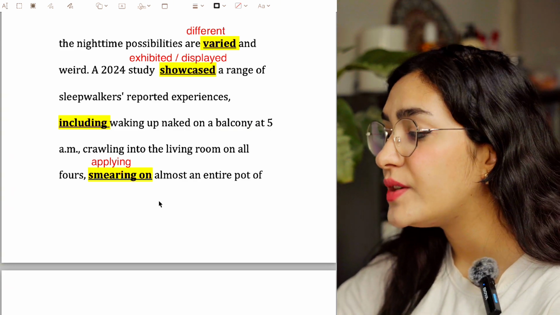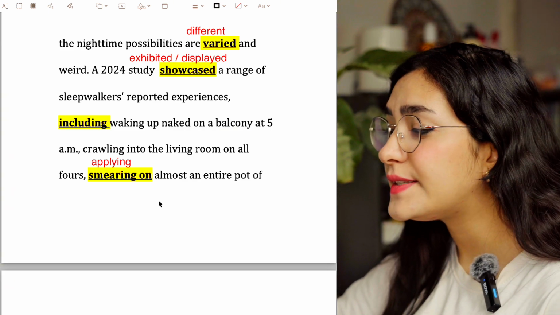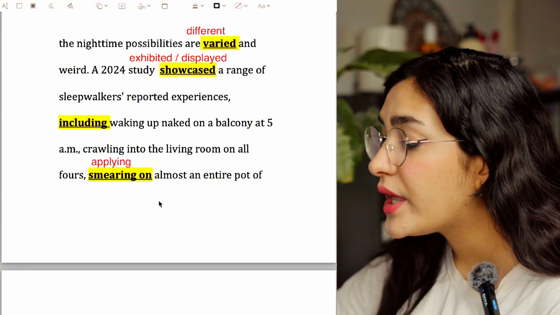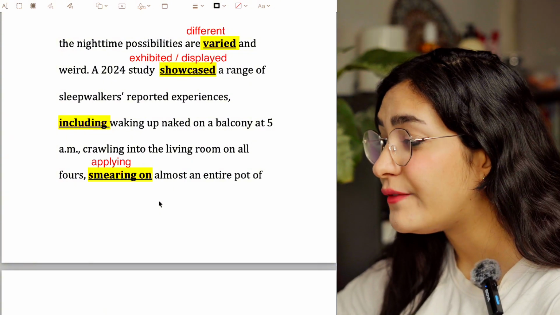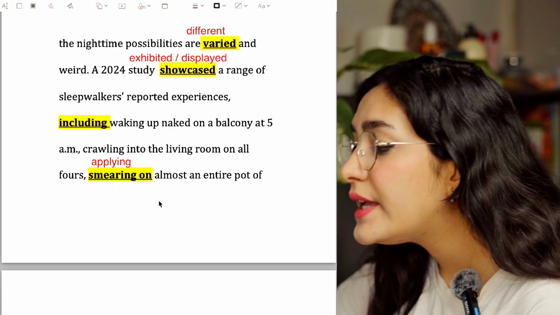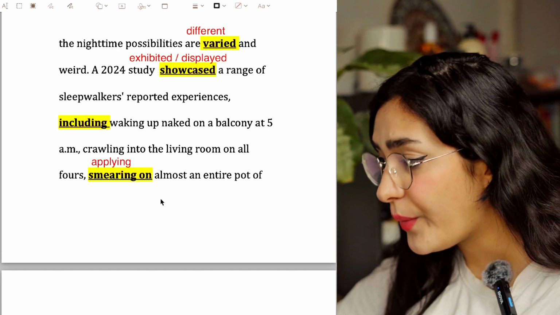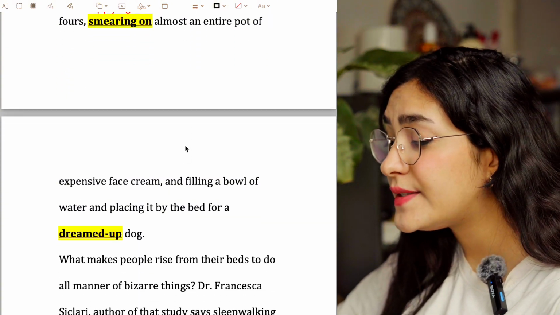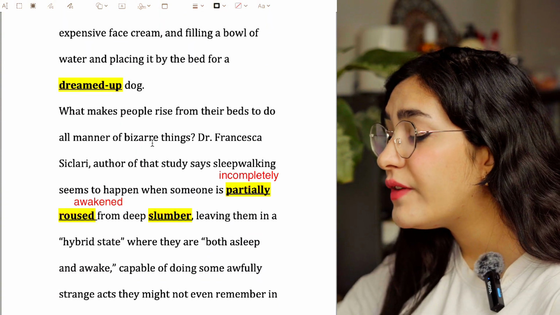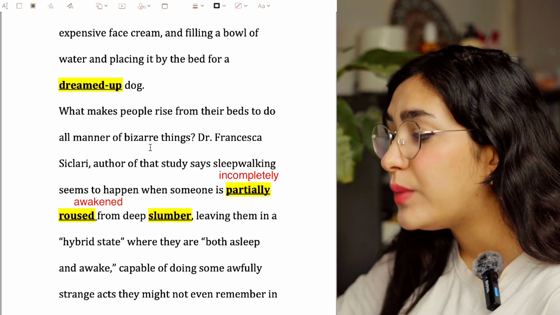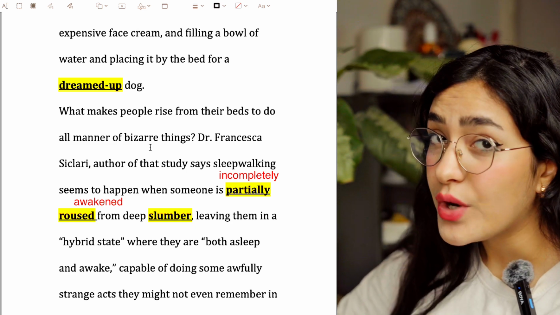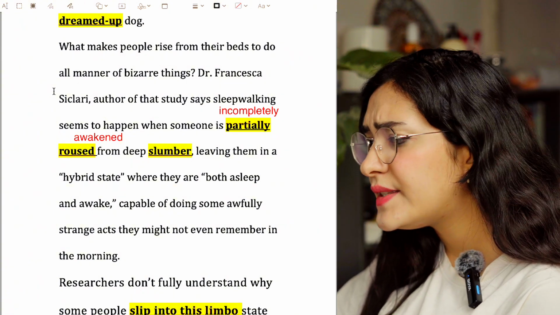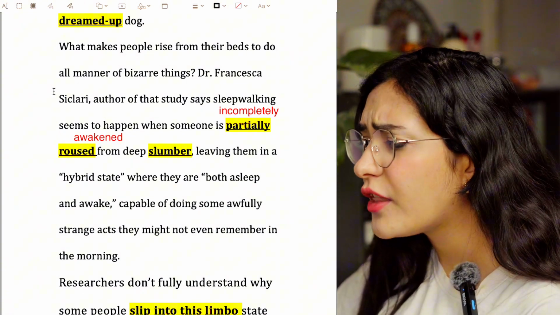A 2024 study showcased a range of sleepwalkers' reported experiences, including waking up naked on a balcony at 5 a.m., crawling into the living room on all fours, smearing on almost an entire pot of expensive face cream, and filling a bowl of water and placing it by the bed for a dreamed-up dog. What makes people rise from their beds to do all manner of bizarre things?